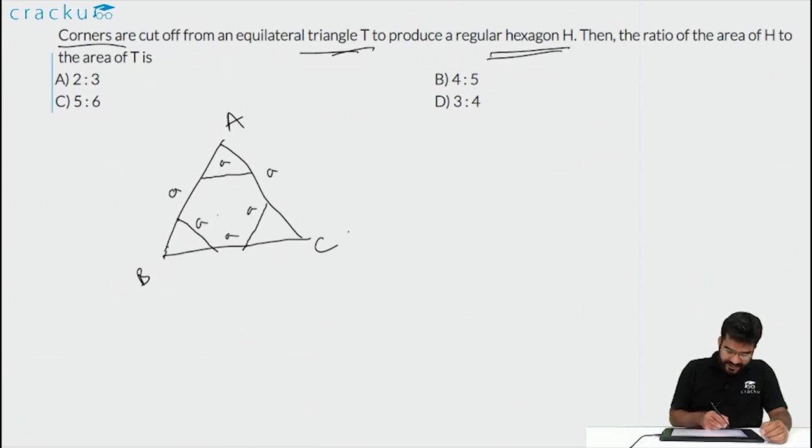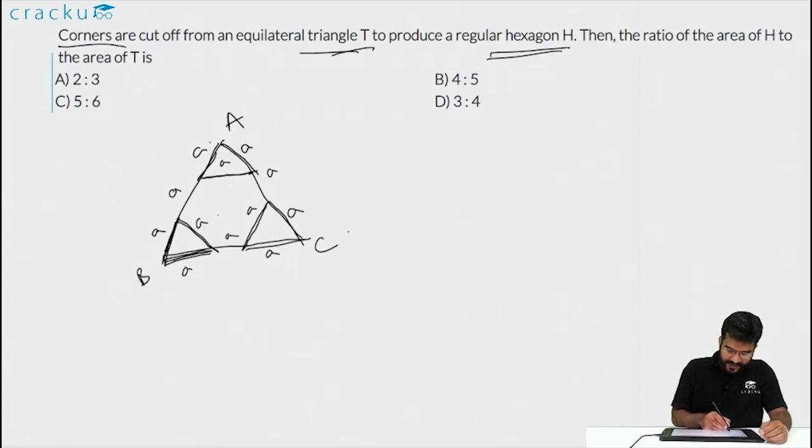Now by symmetry, the part that is cut off from the triangle will also be A. That is, this will be A, this will be A, this will be A, this will be A, this will be A, and this will be A. Why will it be A? Because you can actually prove that the smaller triangles, these three smaller triangles themselves, are equilateral triangles.